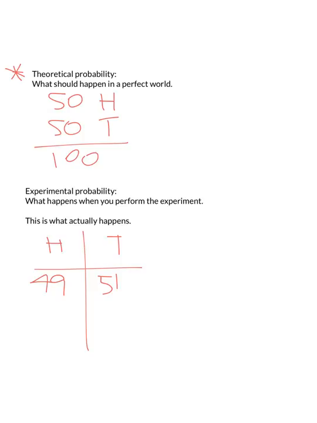So just a recap, quick summary. Theoretical, experimental probability. Probability is a ratio. It compares the number of favorable to the total number of possible outcomes. Probability of an event will be between 0 and 1. We can change it into percents. And if it's 0, the event is impossible. And if it's 1, the event is certain to happen.